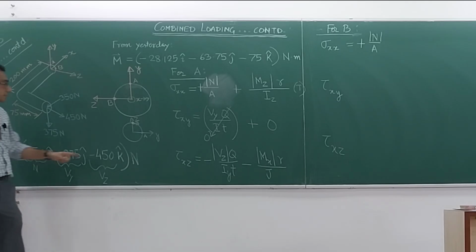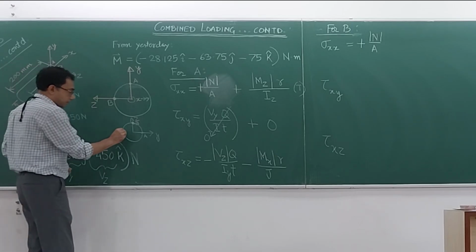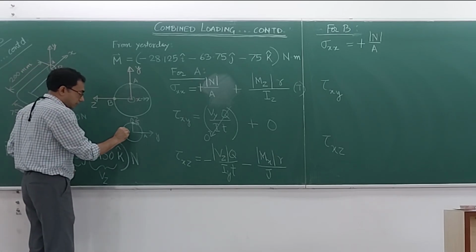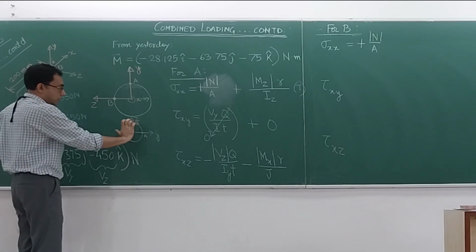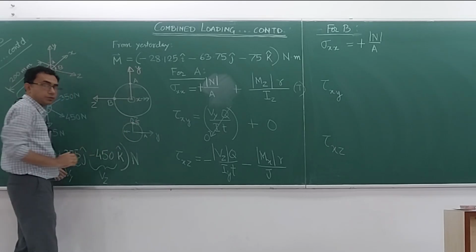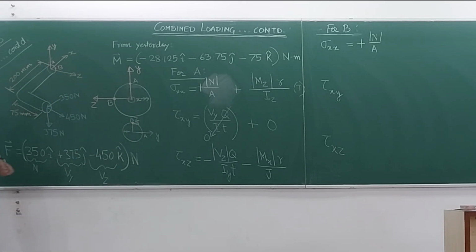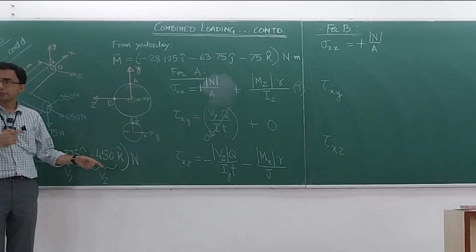Now minus means it is in this sense. Okay, the moment vector is like this. It means my thumb should be pointed along this arrow, which means the other four fingers are curling into the plane of the board. Curling into the plane of the board means what? What is the sense? It is compressive.